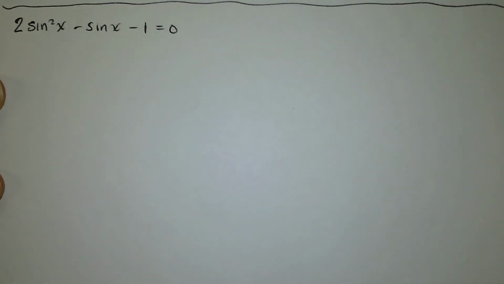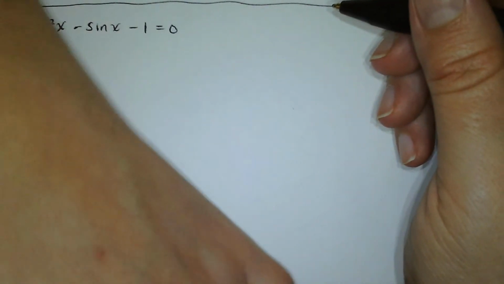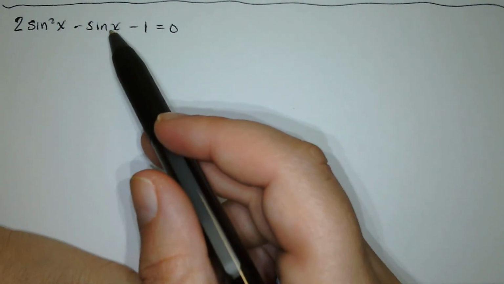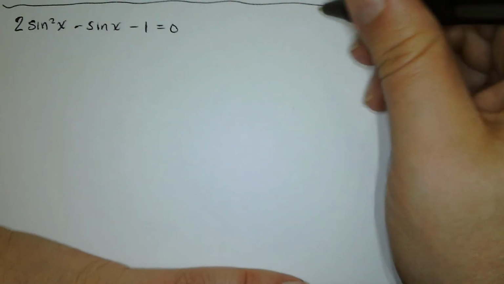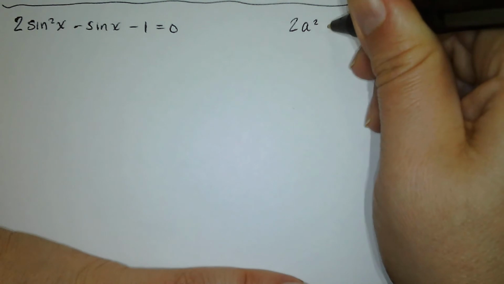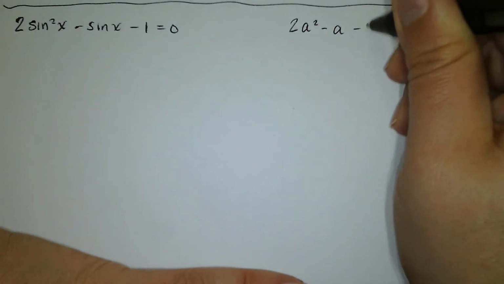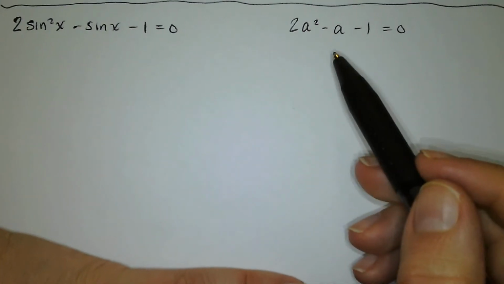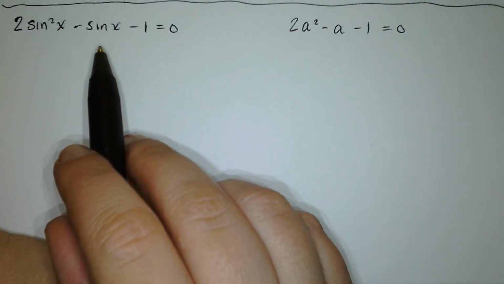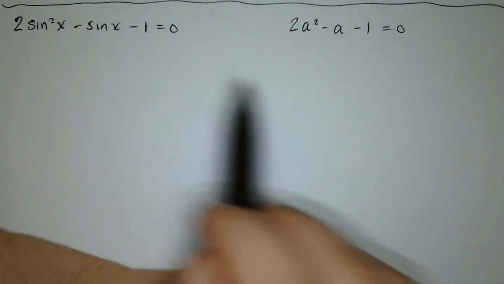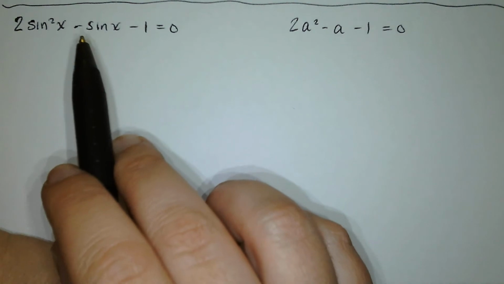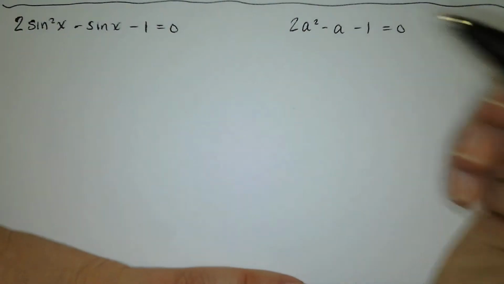So this can actually be factored in the same exact manner as any sort of quadratic, because it's sine squared, a plain sine, and then no sine. So just like if you had 2a squared minus a minus 1 equals 0. If you were being asked to factor this, this can be done the exact same way. And if you want to, you can actually rewrite these and then use the pattern to help you factor this.